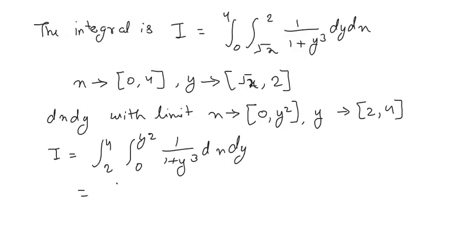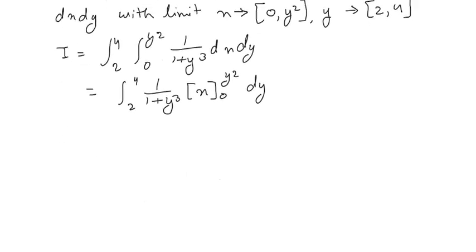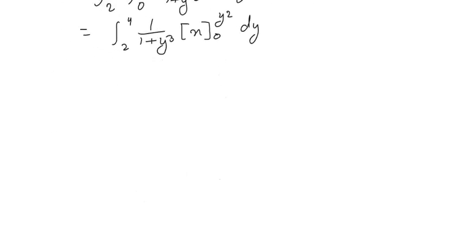Now further solving it, from the range 2 to 4 of 1 upon 1 plus y cube, x tends to 0 to y square, dy. Moving further, after simplifying the above equation we are getting the integral of y square upon 1 plus y cube dy.